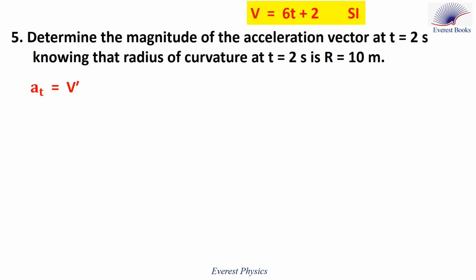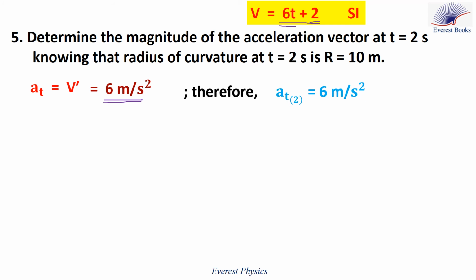Let's start with the tangential acceleration. It is equal to the time derivative of the speed. Let's differentiate the expression of the speed with respect to time. The derivative of 6t with respect to time is 6, and the derivative of 2 is 0. Then, a tangential equals 6 meters per second squared. A tangential is constant, therefore it has the same value at any instant. Then, a tangential at time 2 seconds equals also 6 meters per second squared.